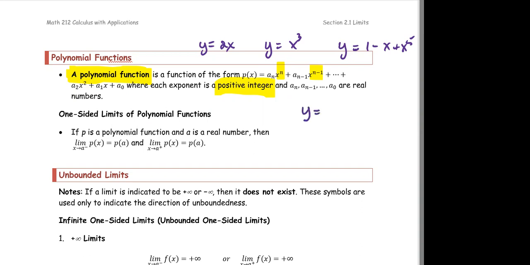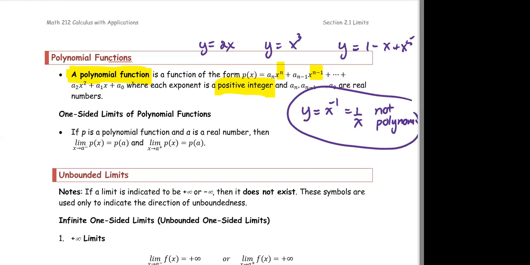If you have y equals x to the power negative 1, so this is 1 over x, this function is not a polynomial function. It's not a polynomial function because the power is not a positive integer.